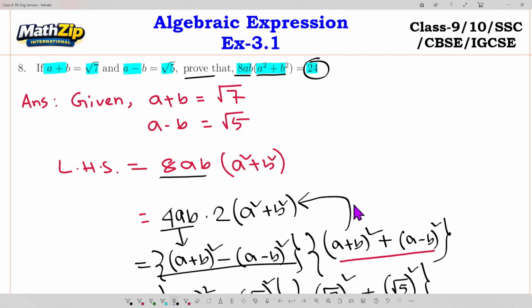So I hope everything is clear. We have to understand the math and also how the formula is created.